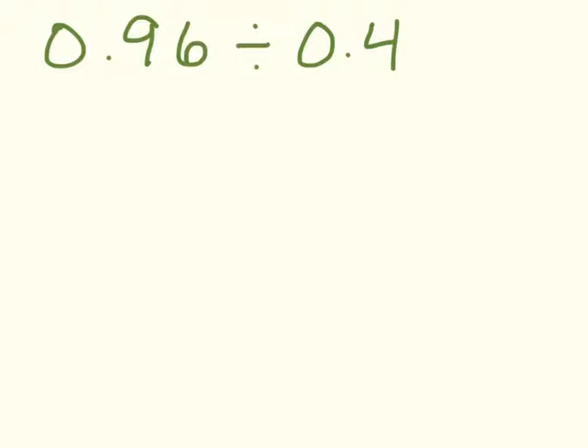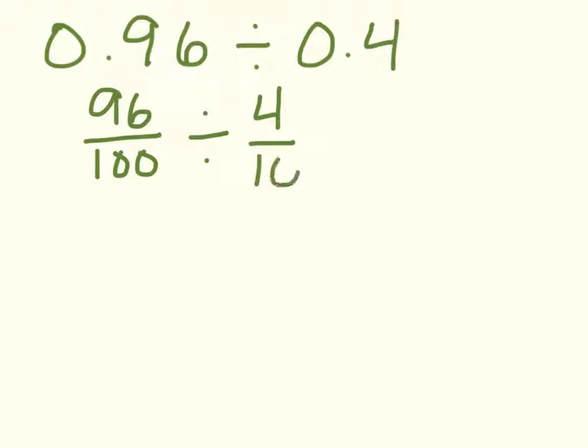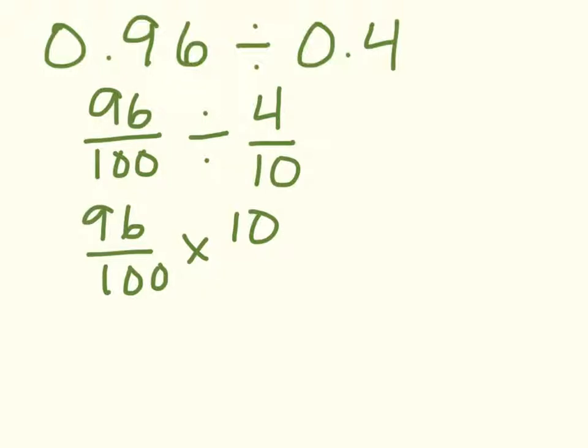Once again, we can use the 2 methods we learned for dividing hundredths by hundredths. First, let's try method 1, where we express the decimals as fractions and then divide. So 96 hundredths will be rewritten like this, and 4 tenths will be rewritten like this. Now we solve, because we know very well now how to divide a fraction by a fraction. 96 over 100 times 10 over 4.